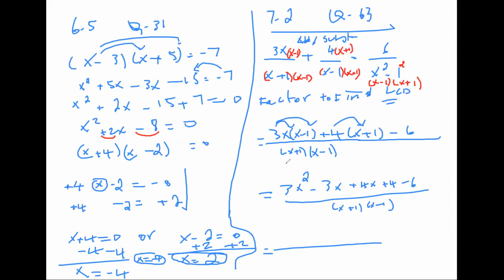3x squared, that's right. Okay, so we're going to combine like terms. 3x squared doesn't have a like term. Then these two, plus x, or plus 1x, minus 2. That's right. Minus 2 over the same denominator, x plus 1, x minus 1. We're almost done here, but we're going to try to see if we can simplify. To simplify this fraction, we're going to factor it.